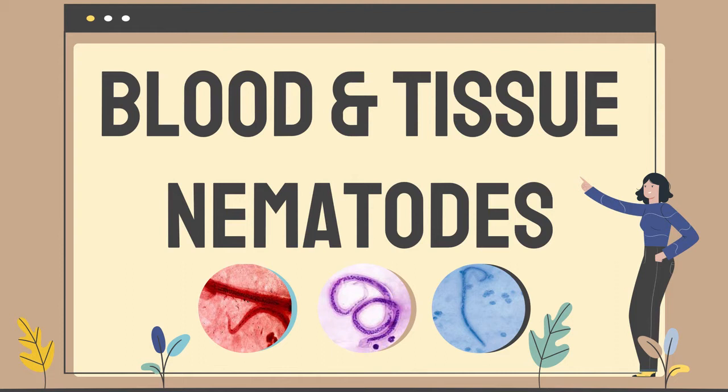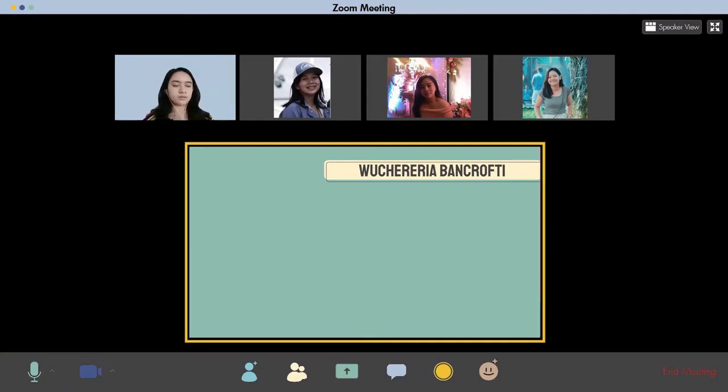So first we have the W. bancrofti. Wuchereria bancrofti is a parasitic filarial nematode spread by a mosquito vector. It is one of the three parasites that cause lymphatic filariasis.